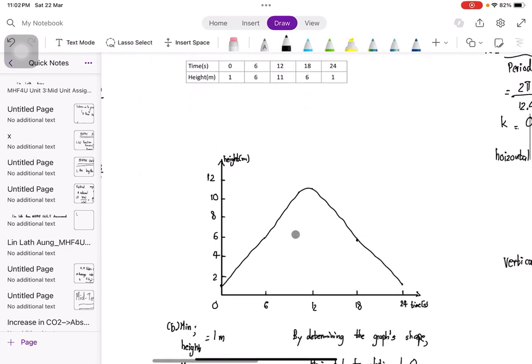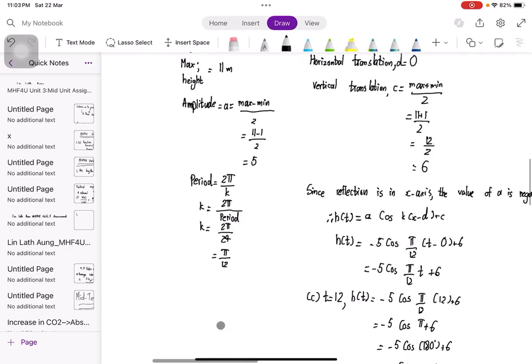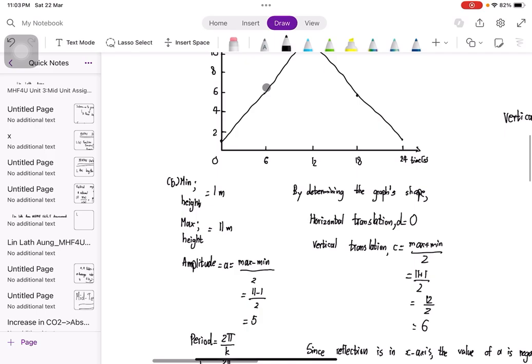So after that, we build a graph, draw the graph, and then we get the maximum and minimum height. That is, the minimum would be 1 meter, the maximum would be 11 meters, and the amplitude, look at this, would be 5, of course. Here, the period, by looking at this, would be 24.